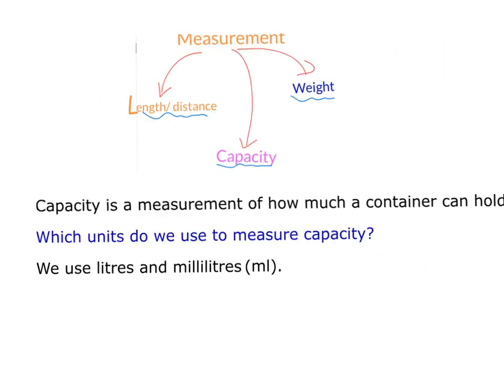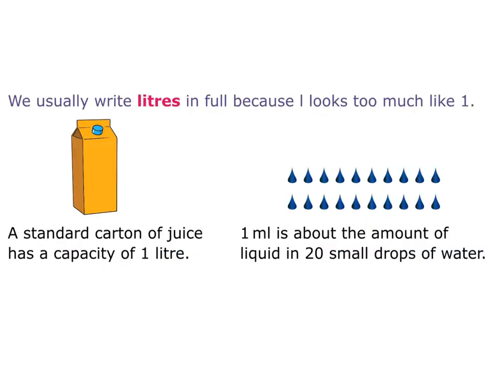Okay, so at the start I said we were going to talk about length and distance, which we've done, weight, which we've done. So the last one is capacity, and capacity is how much a container can hold. So we usually measure capacity in litre, and because if we were to write the L, it would look too much like a 1. When we're talking about litres, we always write the full word, so litres. And then millilitres, we can obviously write ml for short.